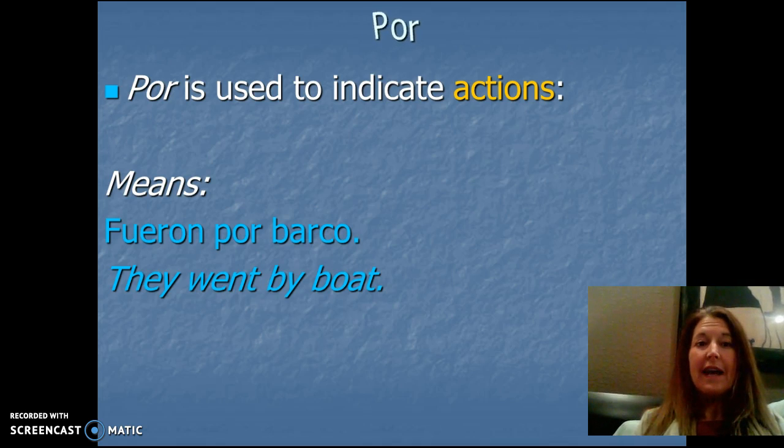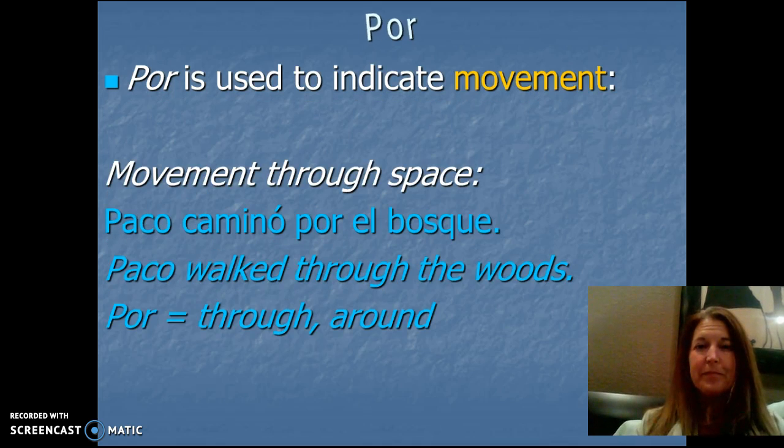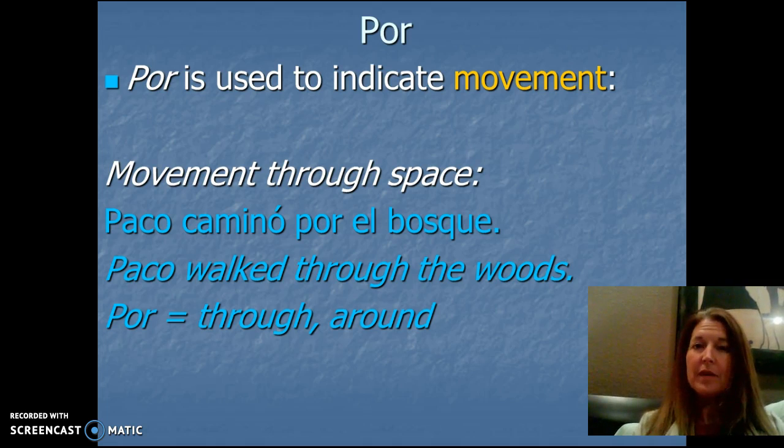Por is used to indicate actions, and let's see what this action is. It's usually some sort of transportation. Fueron por barco, they went by boat. Or you could say fueron por avión, they went by plane. Or fueron por coche, they went by car. So por is also used to indicate the movement through space. Paco caminó por el bosque. Not necessarily is he going towards something, like we used para for, like a destination. We're talking about just how the movement occurred.